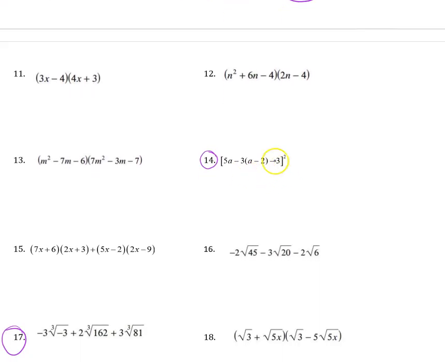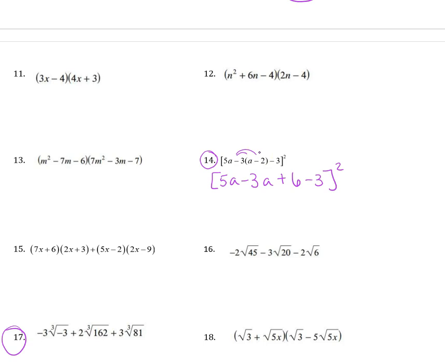Okay, we had a question like this or very similar to with the double brackets on our quiz, and some of us struggled a little bit with that. Clean up your parentheses first. Think of your order of operations. You want to clean up the inside part and then take care of the outside part. So I have 5a minus 3a plus 6 minus 3, and that's still all being squared. So all I did was distribute the negative 3.